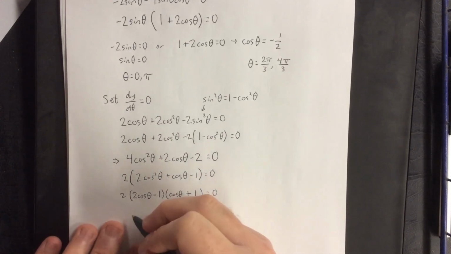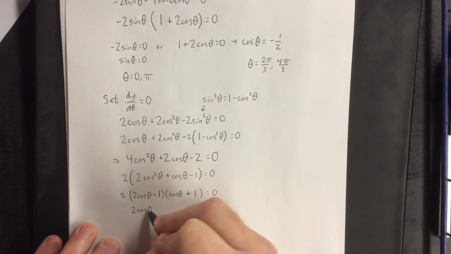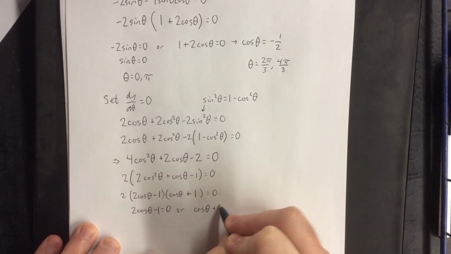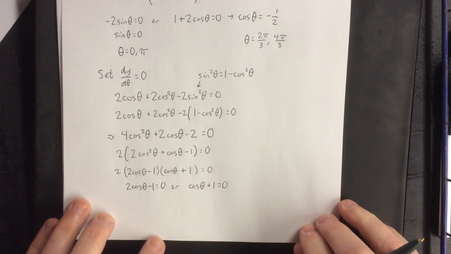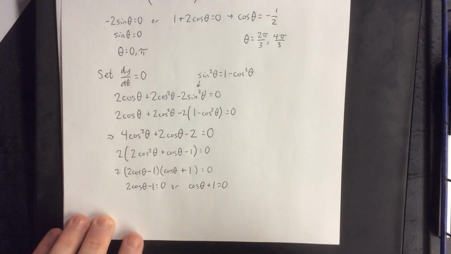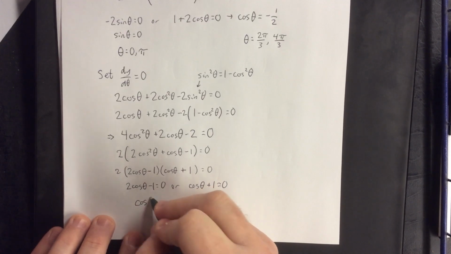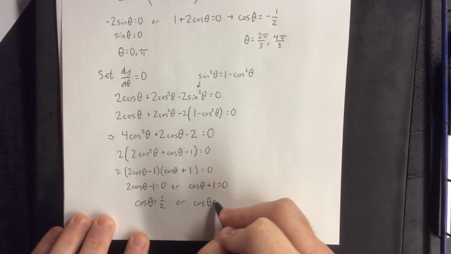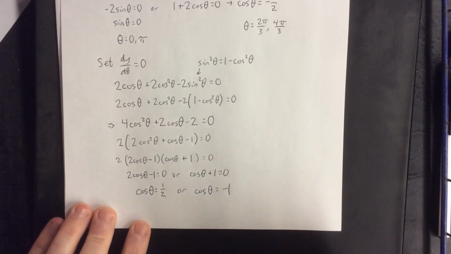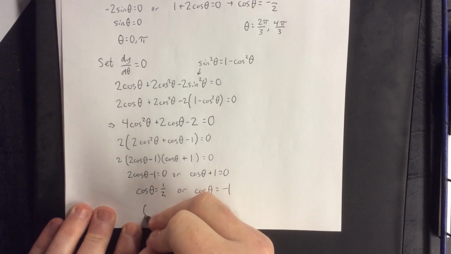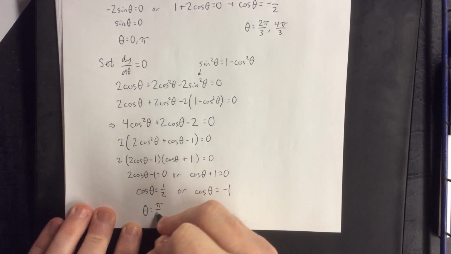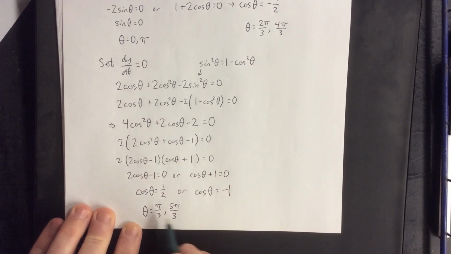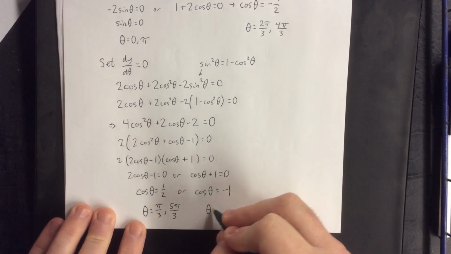This lets me know that if either 2 times the cosine of theta minus 1 is equal to 0, or cosine of theta plus 1 is equal to 0, that the value of the derivative of y with respect to theta will be 0. This equation gives me that the cosine of theta is equal to positive 1/2, and this one gives me that the cosine of theta is equal to negative 1. There are 2 places where this occurs. That's going to be at theta equals pi over 3, and theta equals 5 pi over 3. So 1 in quadrant 1, 1 in quadrant 4. This one gives me that theta is equal to pi.